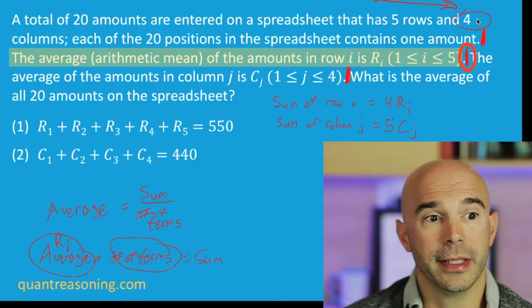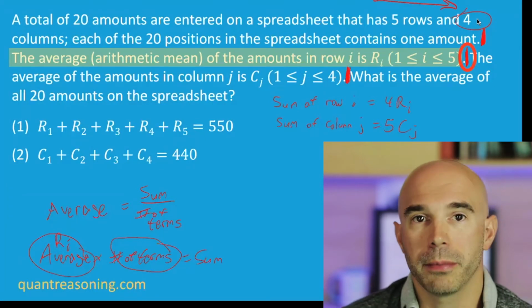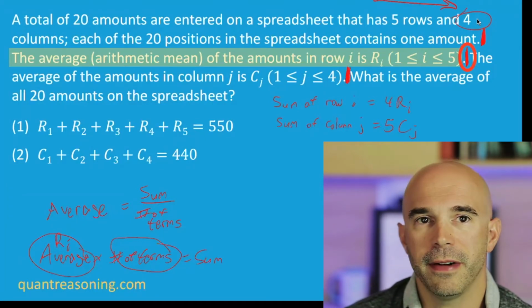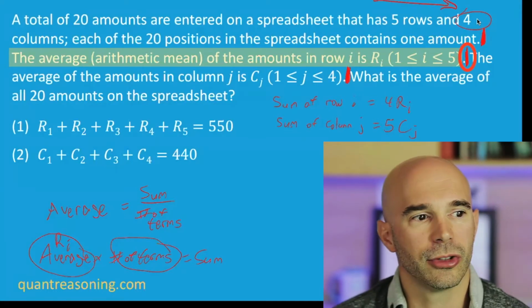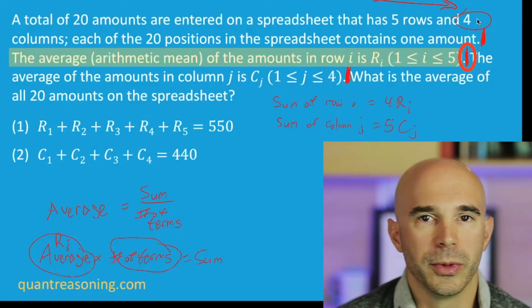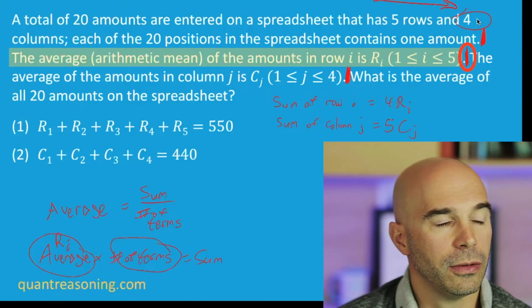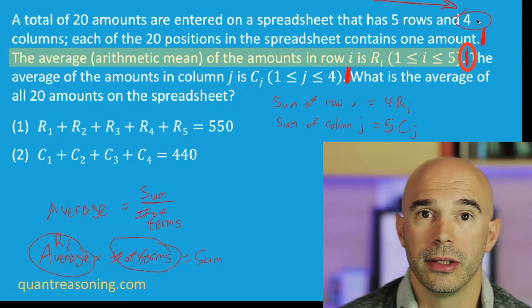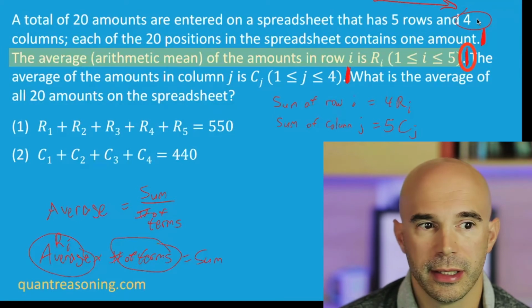And the other takeaway is if you want to be able to make such inferences in a timely manner, then you have to keep practicing making inferences, and that's how you get faster. But the way to get faster is not to speed read through the question and then try to work some kind of miracle in the statements. Okay, so we get to the question itself. It's asking, what is the average of all 20 amounts on a spreadsheet?